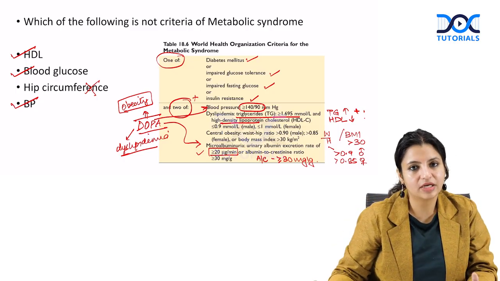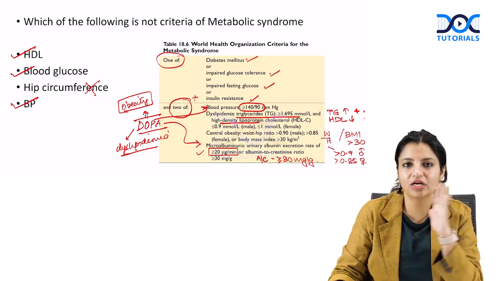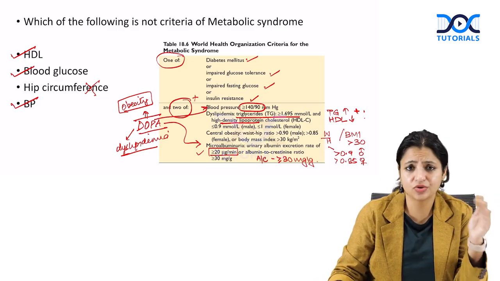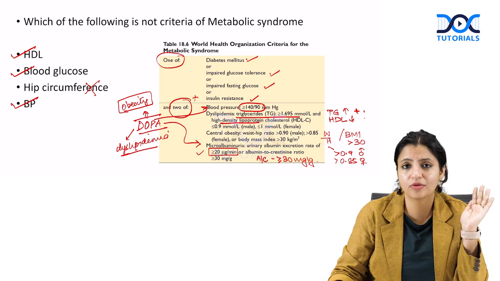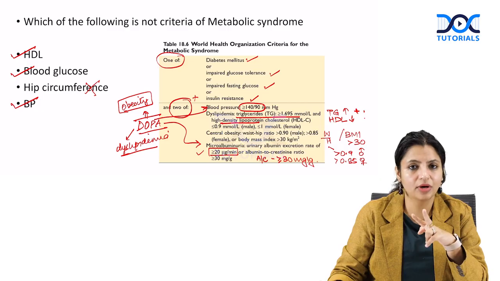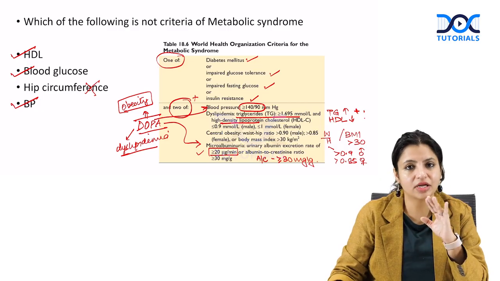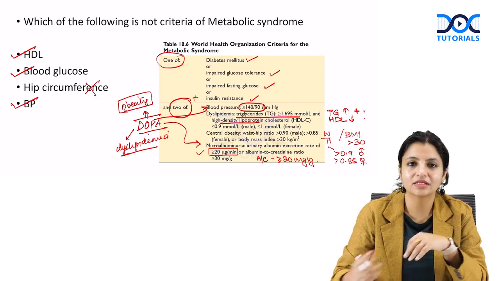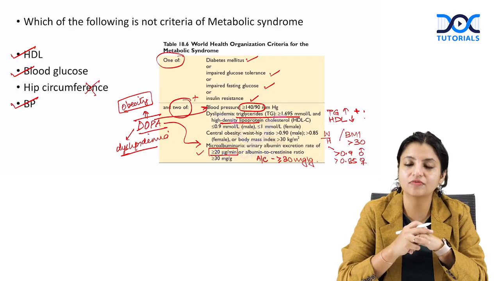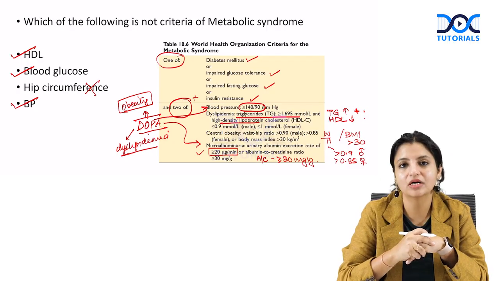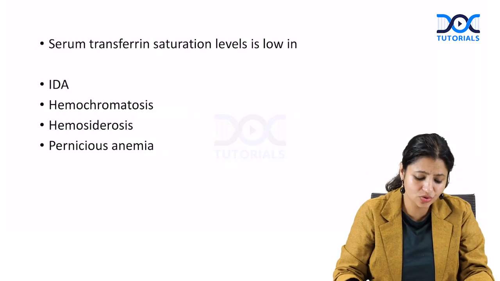So remember, that's the metabolic syndrome. It's a very easy way to remember. One of the features of diabetes or impaired glucose tolerance, or your impaired fasting, or your insulin resistance, plus you require two of the DOPAs: dyslipidemia, obesity, pressure, and microalbuminuria. That's it, done. So that is the criteria for metabolic syndrome, which everybody should be super clear, right? Let's go to the next question.